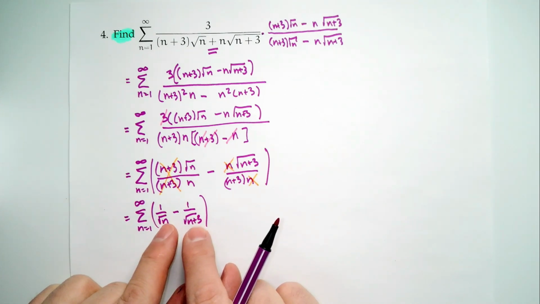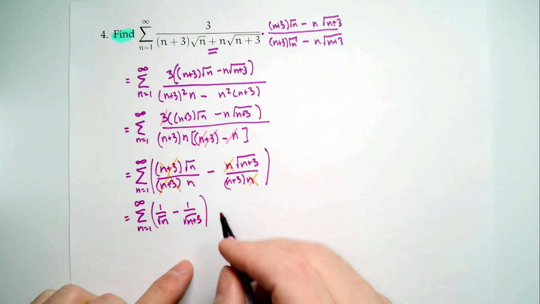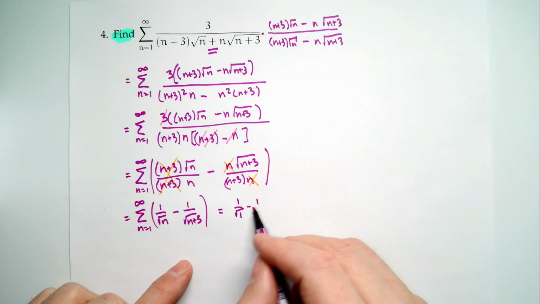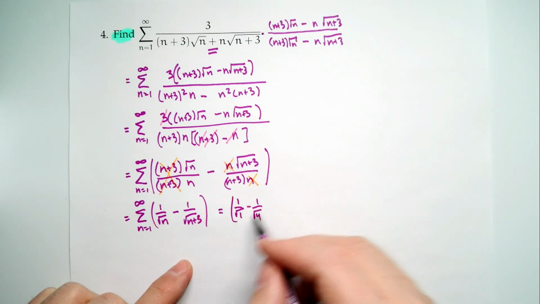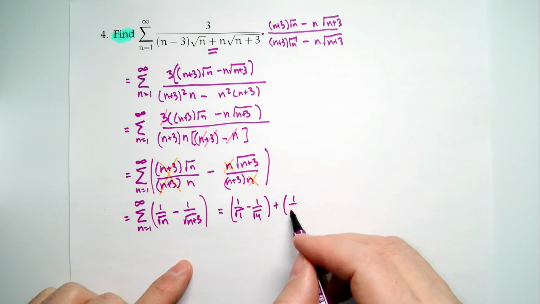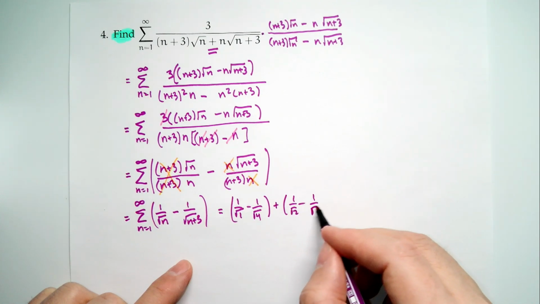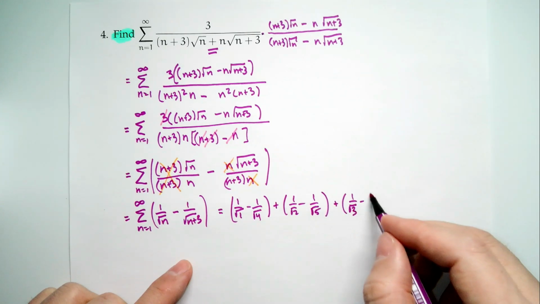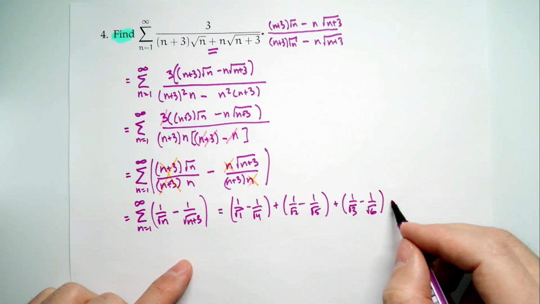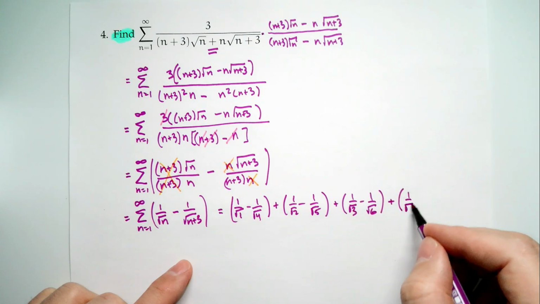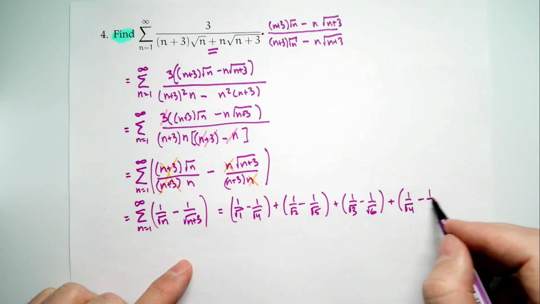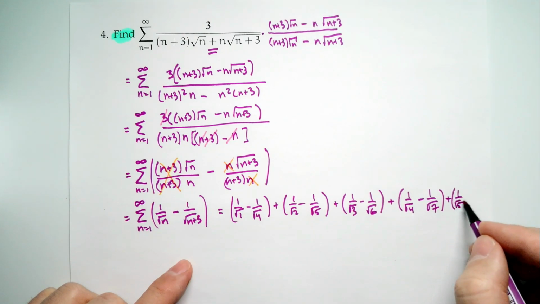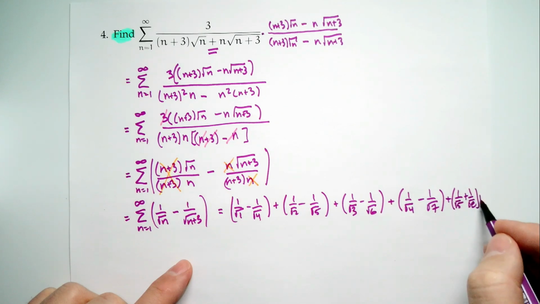So this is n plus 3, which means that when we start writing terms down, we'll get 1 over square root of 1 minus 1 over square root of 4. And the next term will be 1 over square root of 2 minus 1 over square root of 5. And the next term will be 1 over square root of 3 minus 1 over square root of 6. And then the next term will be 1 over square root of 4 minus 1 over square root of 7. Now, of course, we can keep going, but not for too long because I'm about out of paper here.